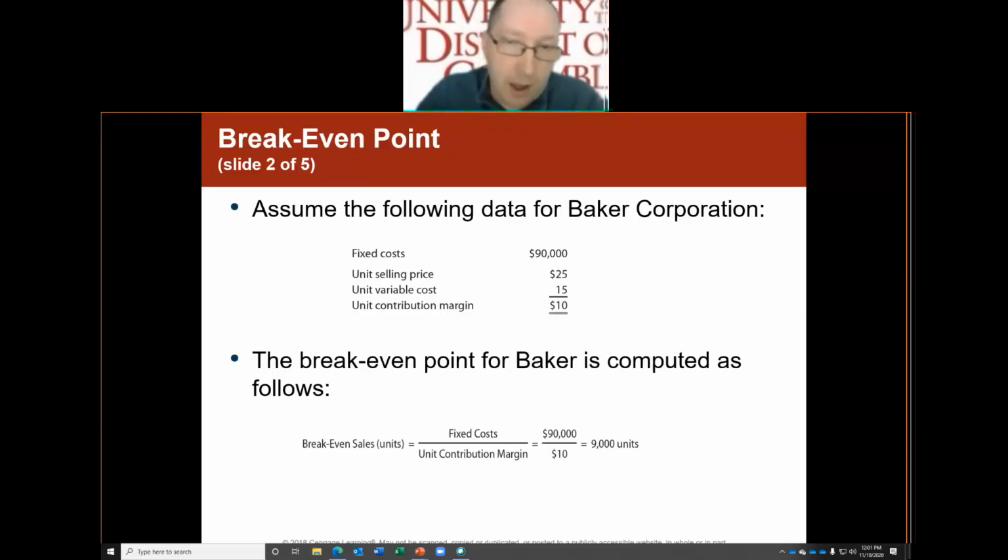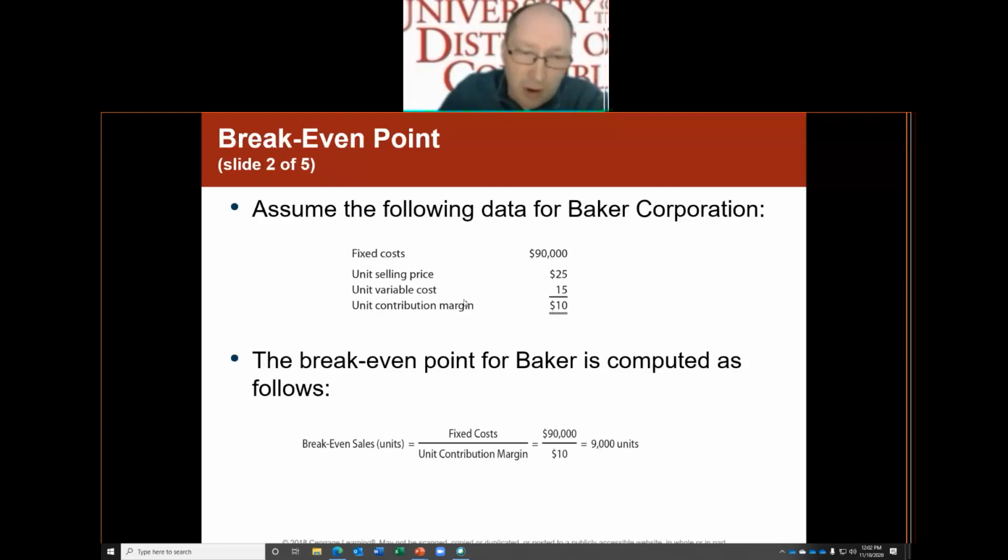Okay, here's a new example. Let's assume that this company has a total fixed cost of $90,000. It could be like salaries plus rent, that type of stuff, fixed costs. And then we have a unit selling price. We're selling whatever product this is at $25 a piece. Our variable cost per unit is $15, which means our unit contribution margin is 10. We take our selling price minus our variable cost to get to unit contribution margin. Selling minus variable equals unit contribution margin. In this case, it's $10.